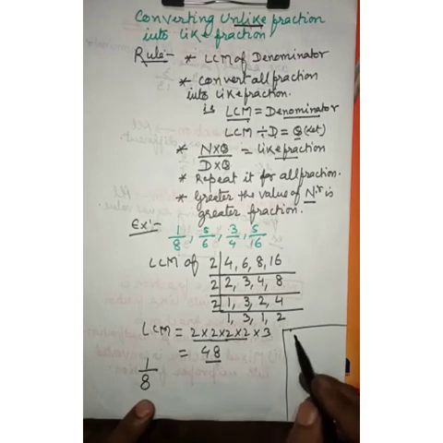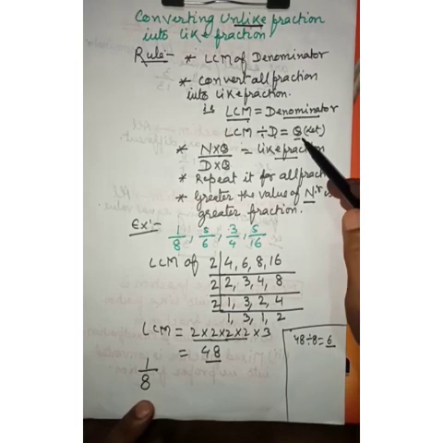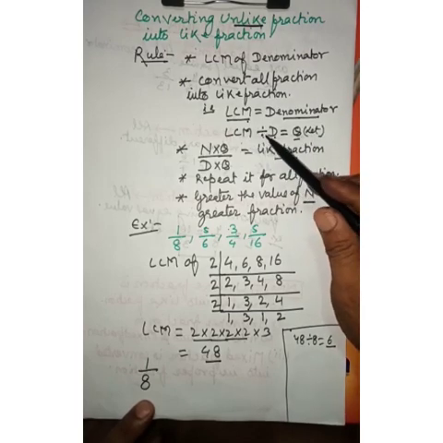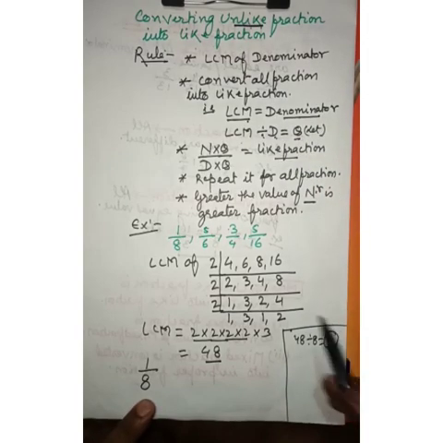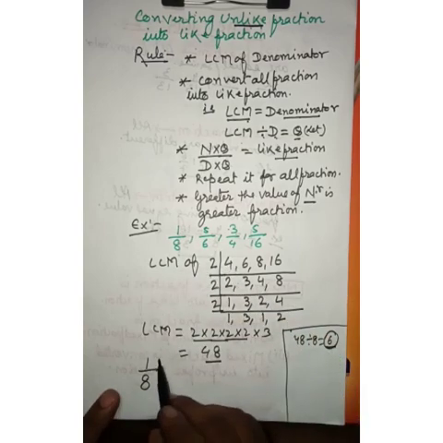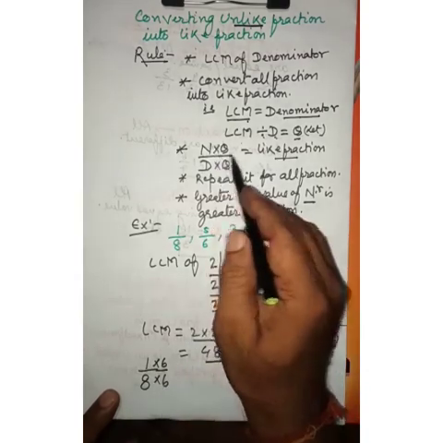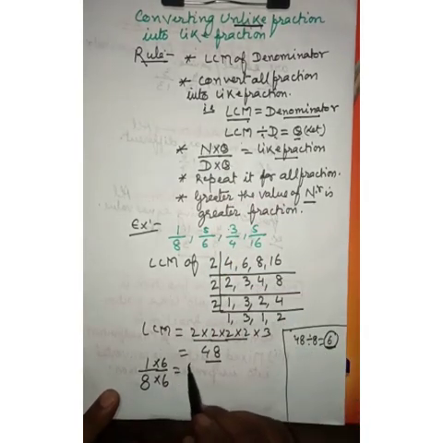Okay, 48 divided by 8, how much will you get? 6. 6 is the quotient. What I have told you: LCM divided by denominator equals quotient. You have got 6 as the quotient. Now with this quotient we will multiply numerator and denominator. See the next step, now this fraction becomes 6 by 48.